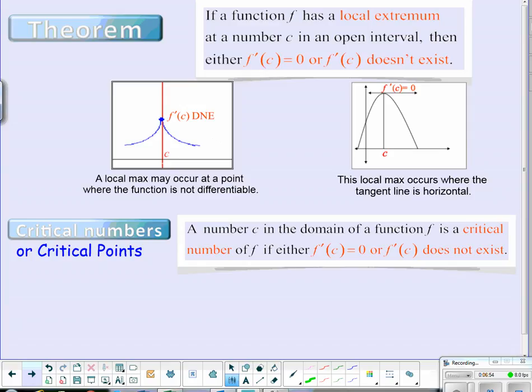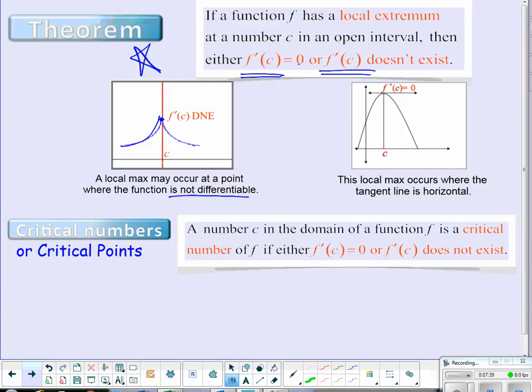We pick up a theorem, and the theorem says if a function has a local extremum at a number c in the open interval, then either f prime of c is equal to 0 or f prime of c doesn't exist. This is a really powerful statement, and it's talking about how to find local extrema using calculus. You'll notice we're talking about the first derivative here. So if the first derivative equals 0, or if the first derivative doesn't exist, we have suspicions that a local extremum exists there.